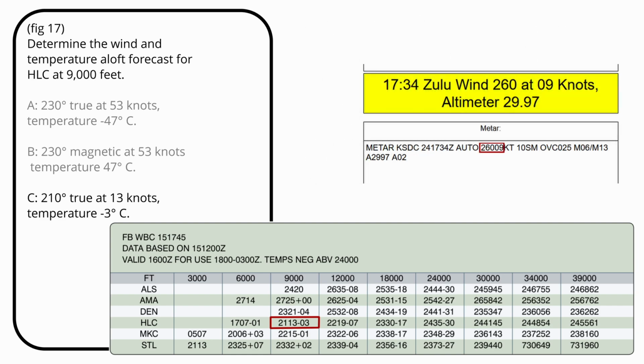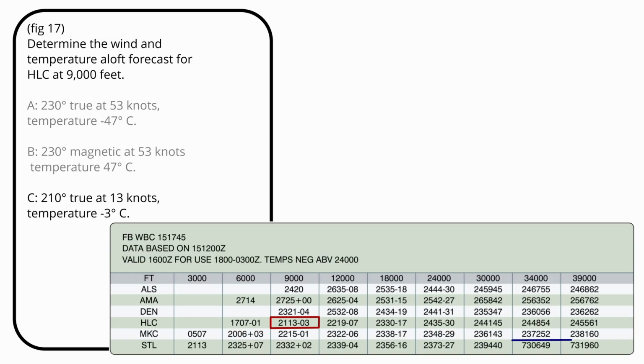It has no bearing on this question, but let's look at these last 2 boxes showing a wind direction of 73 at St. Louis. Looking at the whole row, there's a consistent wind direction, 230, and an ever-increasing speed to 94 at 30,000 feet. Then it drops back to 6 knots.